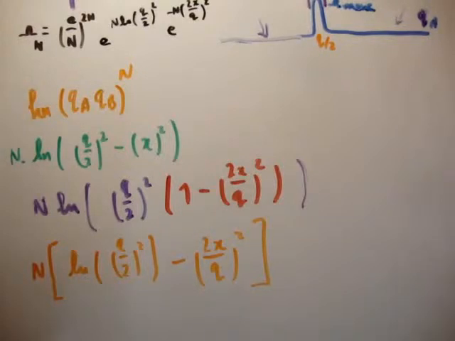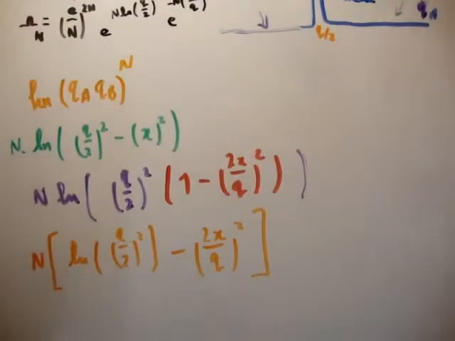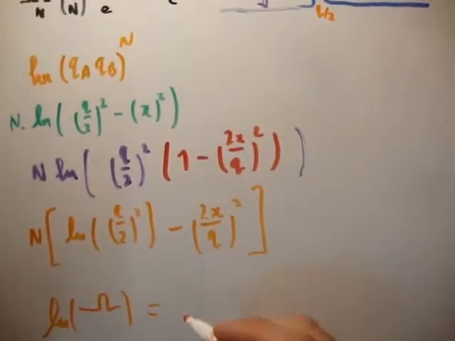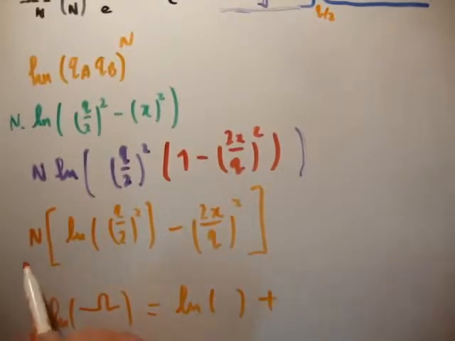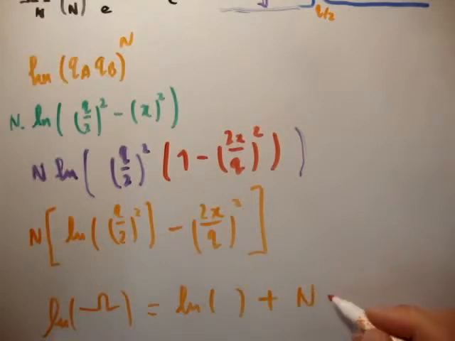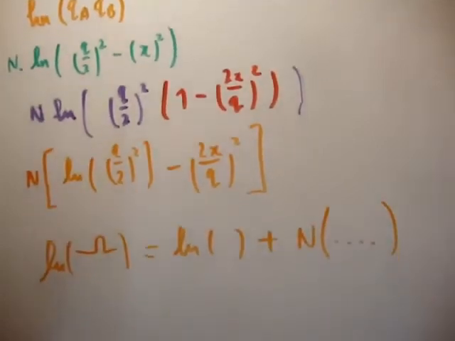Alright, now remember that the logarithm of our multiplicity is equal to the log of the term I'm not writing, plus this term here, plus N outside of whatever, like that. So what we're going to do is exponentiate the lot.